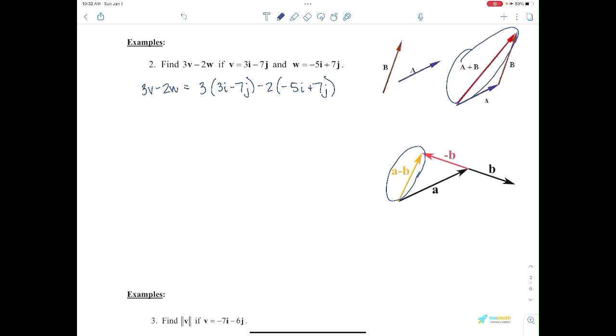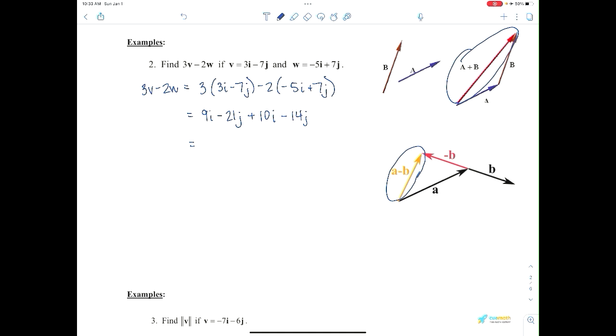Now I'm just going to distribute, so 3 times 3 is 9i, 3 times 7 is going to be negative 21j, negative 2 and negative 5 is plus 10i, negative 2 and positive 7 is negative 14j. Now we combine like terms, so we're going to combine our i's and then combine our j's.